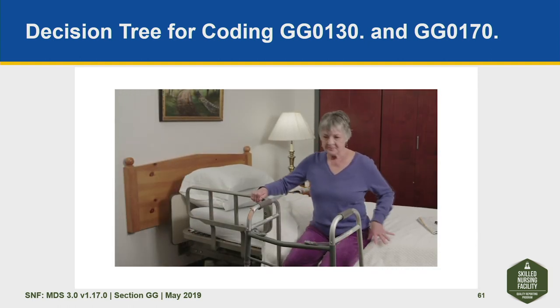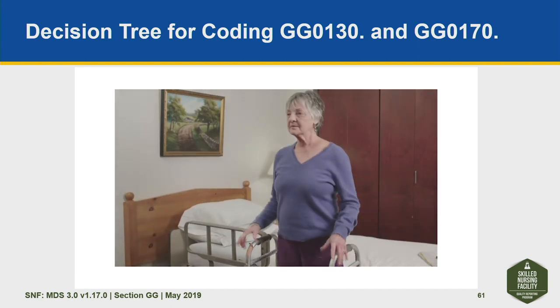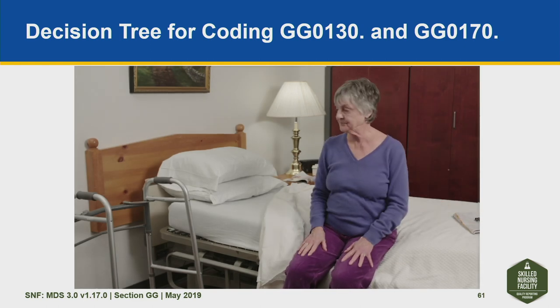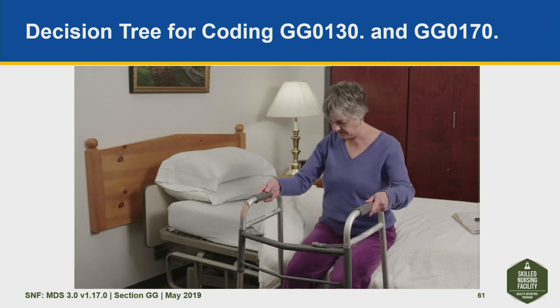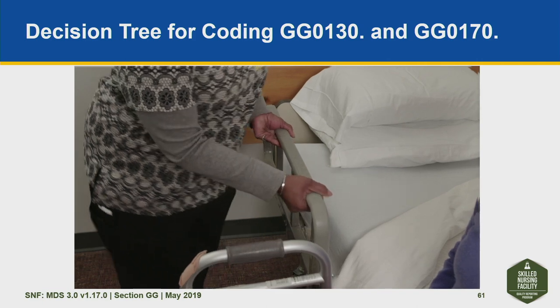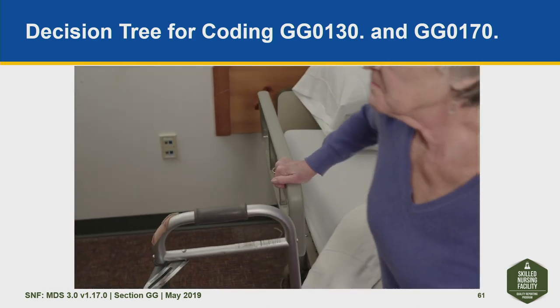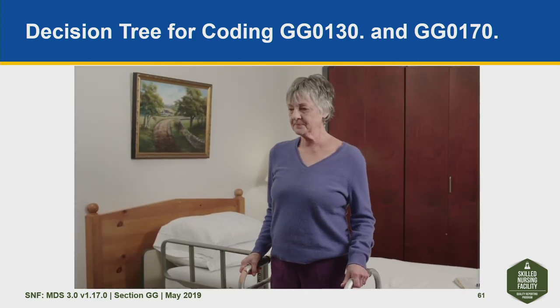Let's review an example of the same patient, Mrs. Jones, completing the sit-to-stand activity, but this time with setup or cleanup assistance. In this scenario, Mrs. Jones is sitting up on the side of the bed. She retrieves her walker and places it in front of her. Then, a helper raises the bed rail. Mrs. Jones grasps the bed rail and safely rises to a standing position. Once standing, she holds onto the walker to steady herself.